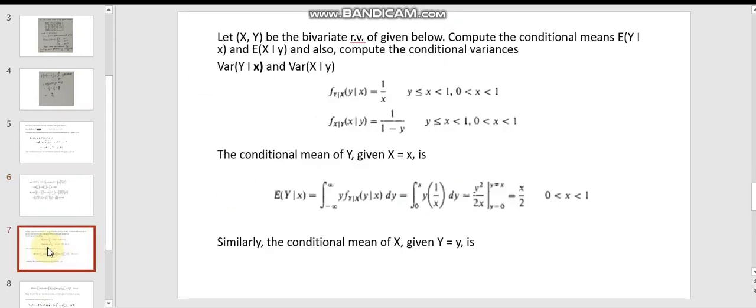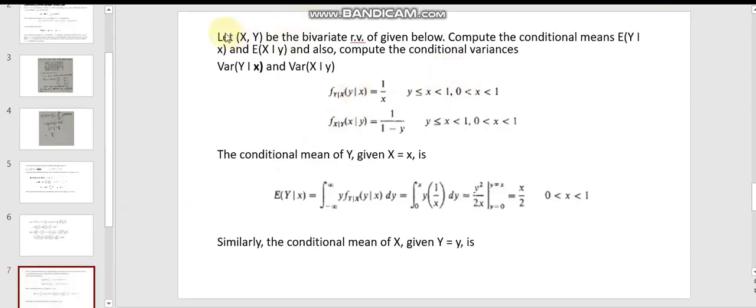Now let us move to another example. In this example, we have a bivariate random variable x, y, whose PDF is given below. We have to compute the conditional mean of y given x and the conditional mean of x given y, and also compute their corresponding conditional variances.